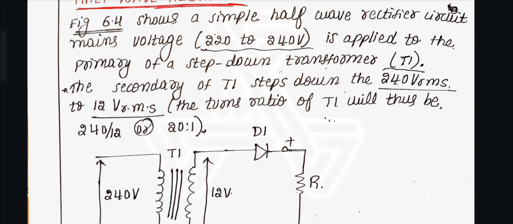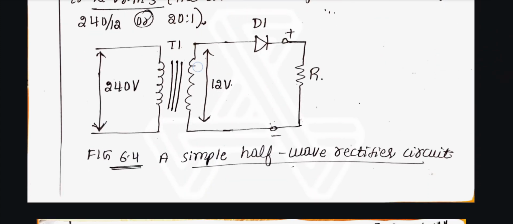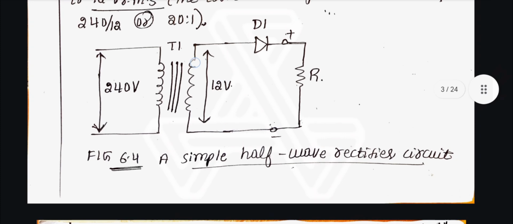Mains voltage 220 to 240 volt is applied to the primary of the step-down transformer T1. The secondary of T1 steps down the 240 volt VRMS to 12 VRMS. The turns ratio of transformer T1 will thus be 240 by 12, that is 20:1. Next, simple half-wave rectifier circuit diagram.